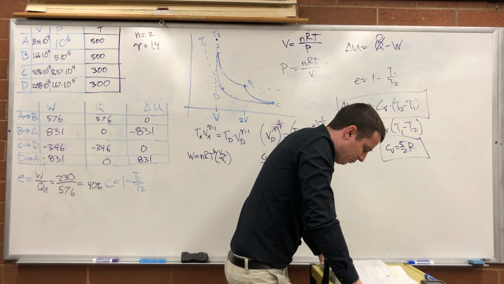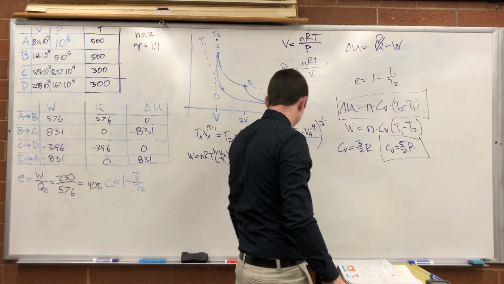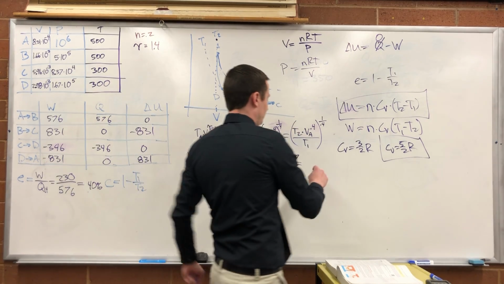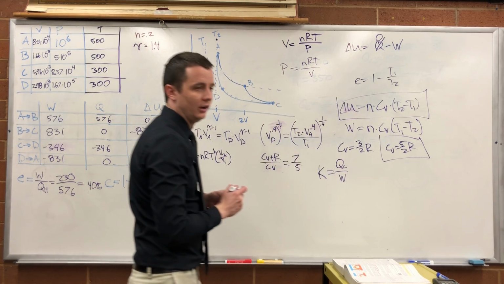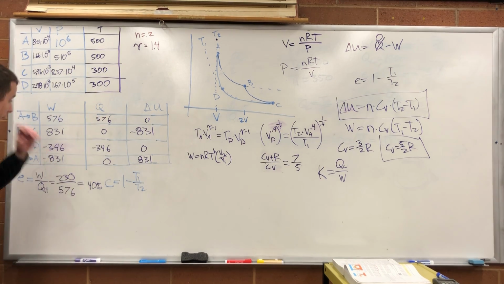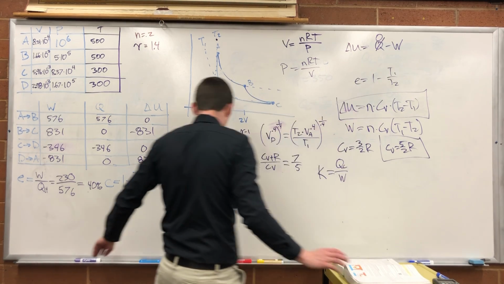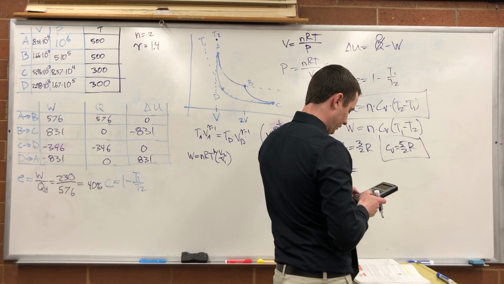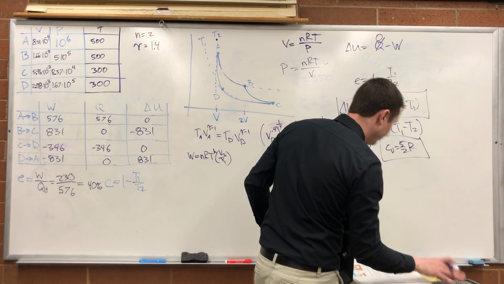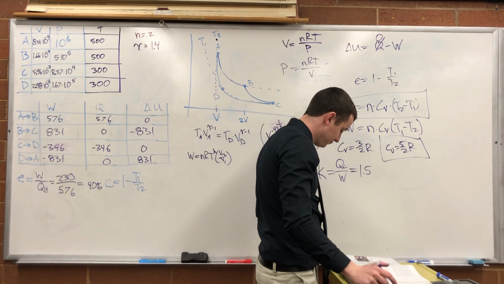The cycle described in example 20.3 is run backwards as a refrigerator. What is its coefficient of performance? Isn't that just finding K? Yeah. So how do we calculate K? K is the amount of QC we get divided by the work we had to put into the system. That's how much heat we were able to remove. So 346 divided by 230. This example is easier. So 346 divided by 230 comes out to 1.5. All right. And that's that. 1.5, okay, right.